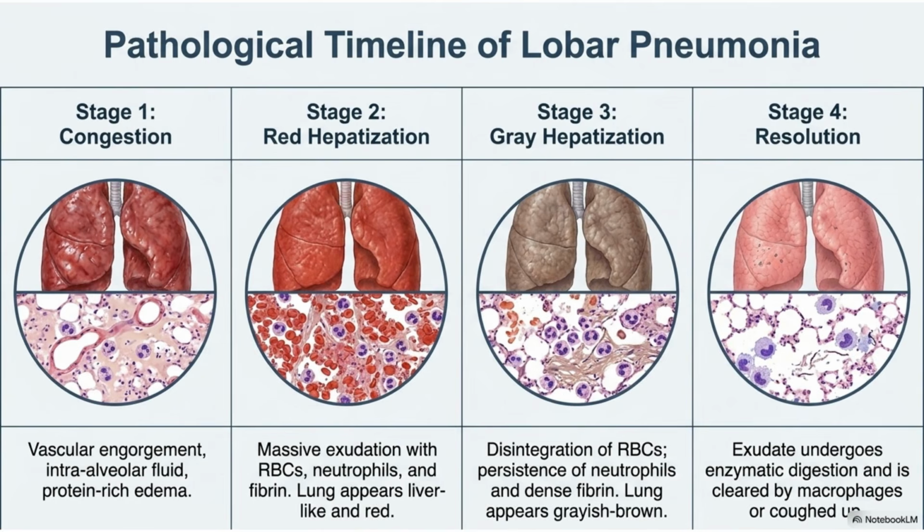Lobar pneumonia progresses through 4 pathological stages: congestion, red hepatization, gray hepatization, and finally resolution, as the lung tissue recovers from the inflammatory process.